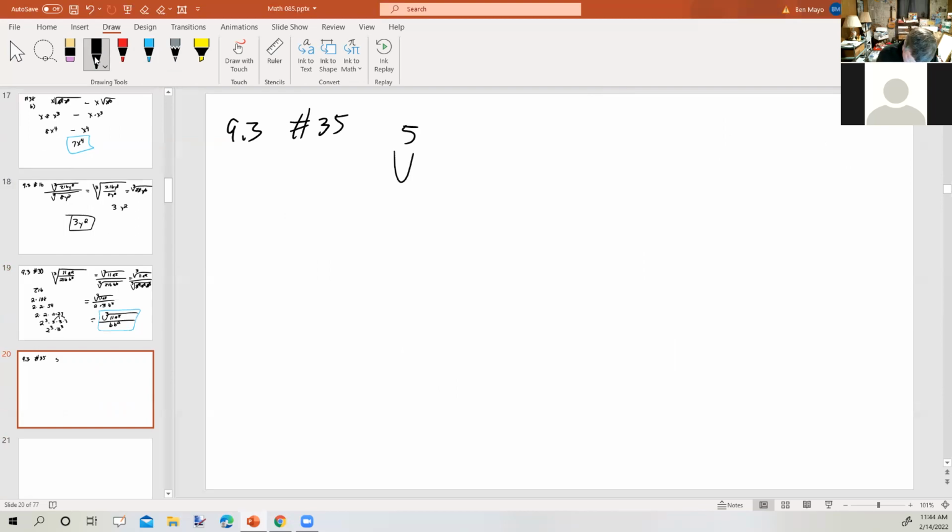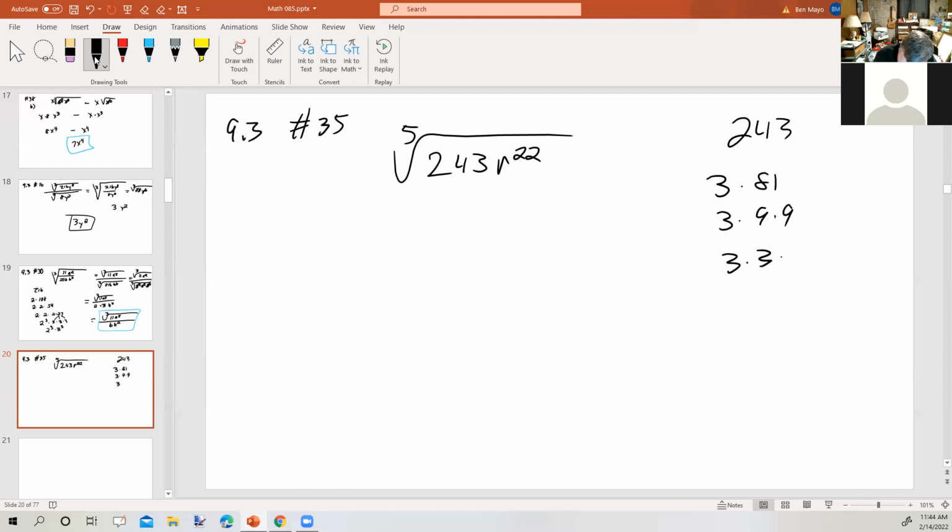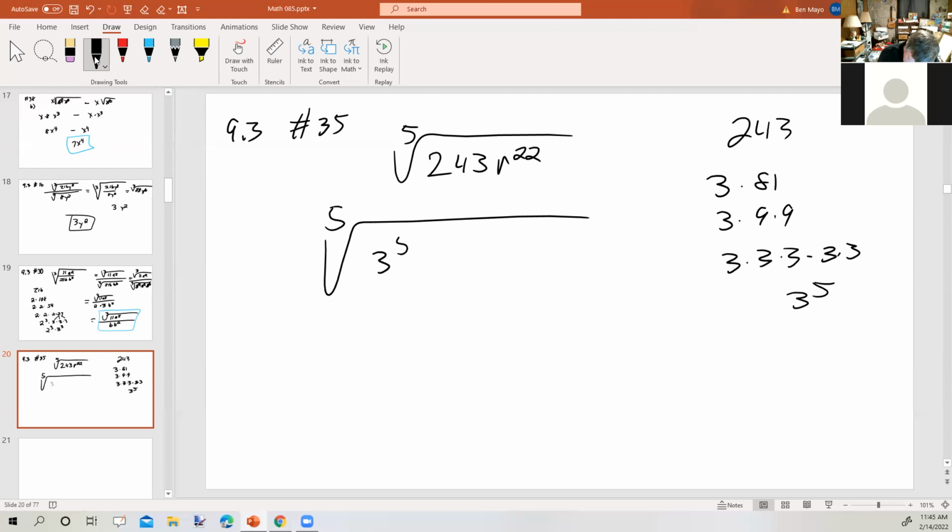I have the 5th root of 243 r to the 22nd power. All right, 243 is 3 times 81, which is 3 times 9 times 9, which is 3 times 3 times 3 times 3 times 3, which is 3 to the 5th power. So I'm going to rewrite this as 3 to the 5th power times r to the 20th power times r squared.